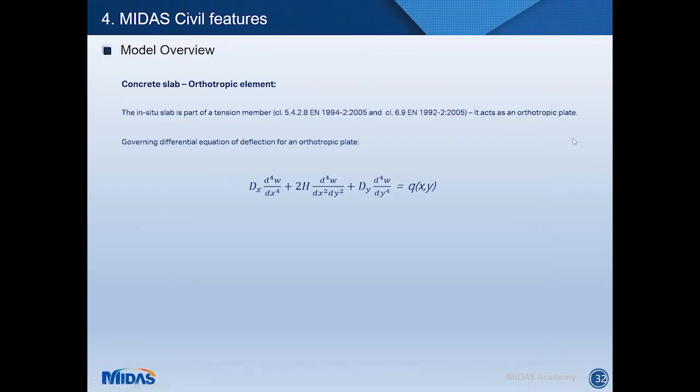Okay, moving on to the concrete slab. As I said, the concrete slab is a tension member as defined in Eurocode, and effectively it acts as an orthotropic plate, given that the tension on the longitudinal side will make the concrete crack. Now, the typical equation that you would find in a structural mechanics book for an orthotropic plate is this one, where the parameters are these.